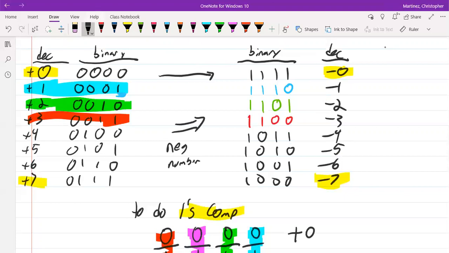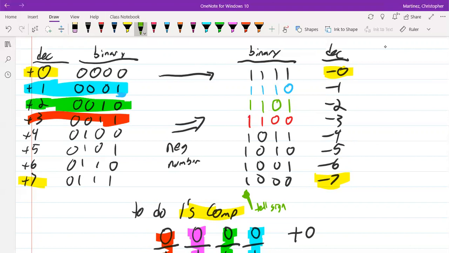So you can see that, yes, that first bit on the left tells the sign, but the remaining bits are different than sign magnitude. 0, 0, 0, that's not the magnitude of 7.